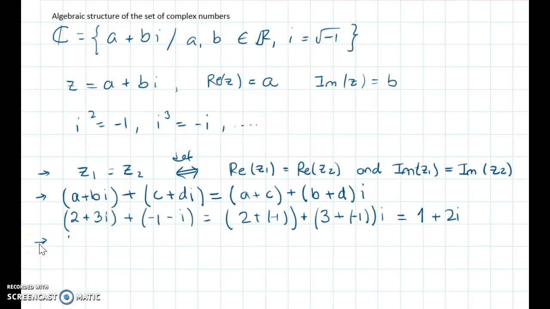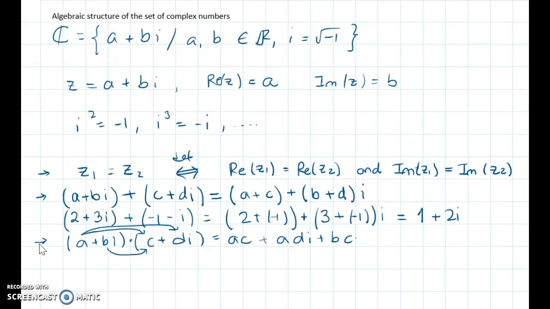In order to multiply complex numbers, well, we could learn a bit of a complicated formula, or what I'm going to do over here with these numbers, a plus bi multiplied by c plus di, is to apply the distributive property. So I'm going to multiply a and c, and I'm going to multiply a and di, and then bi times c, and bi times di.